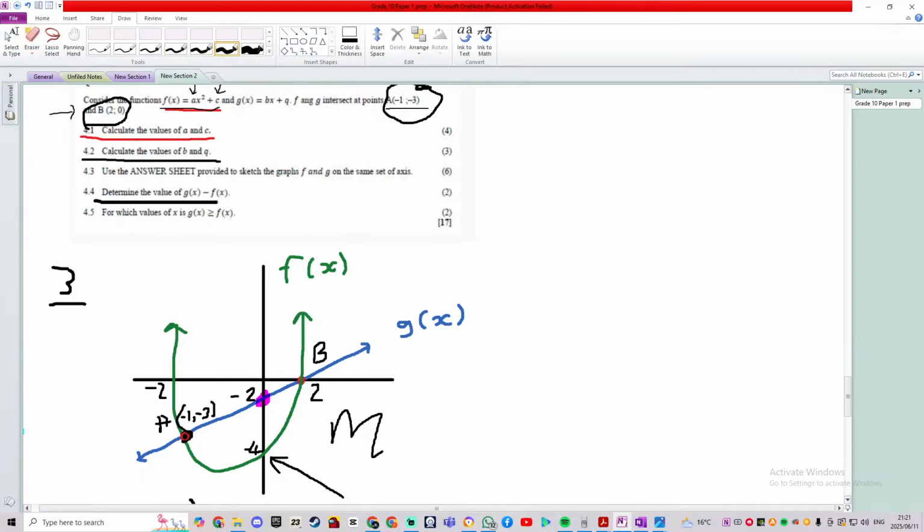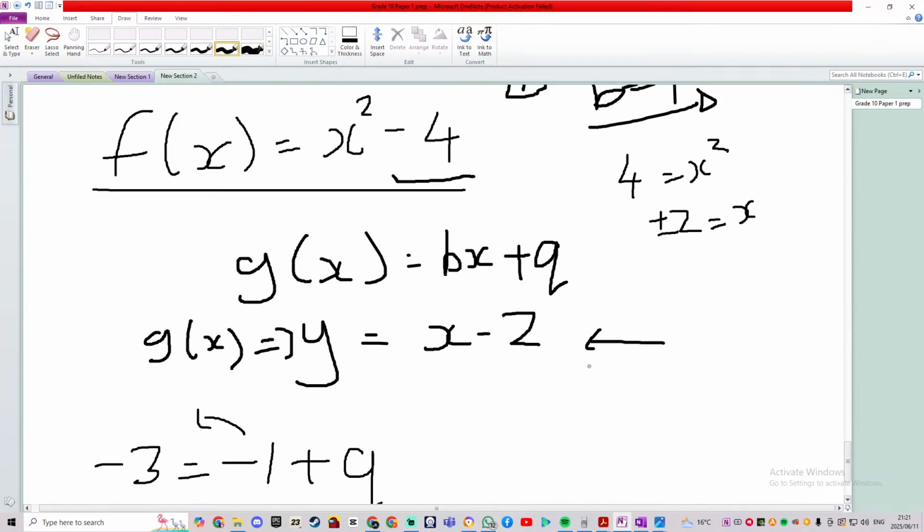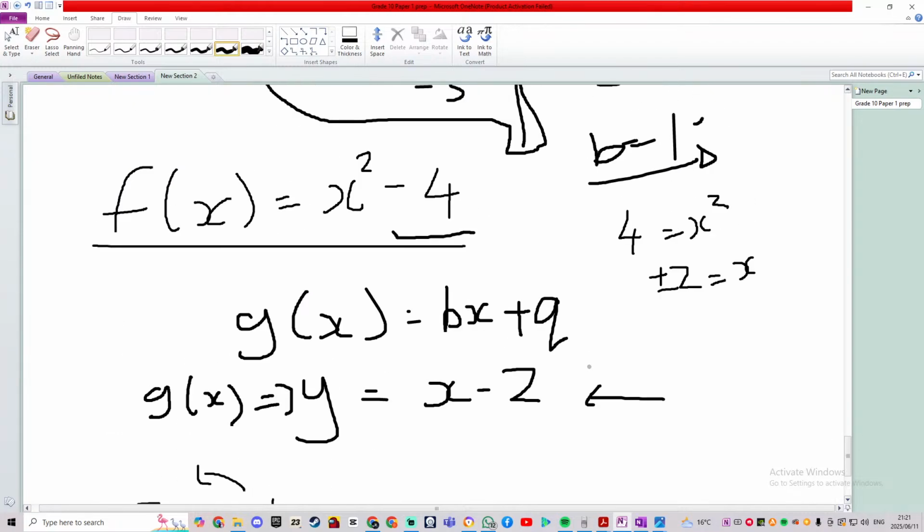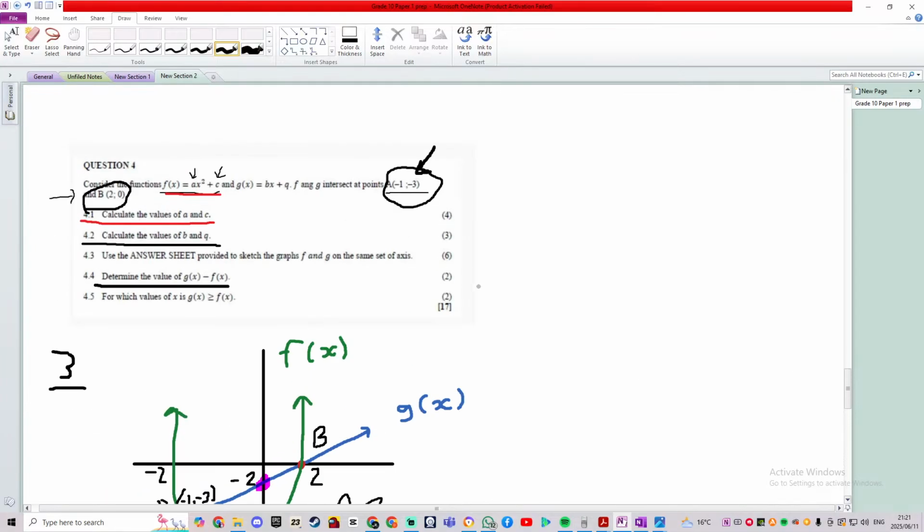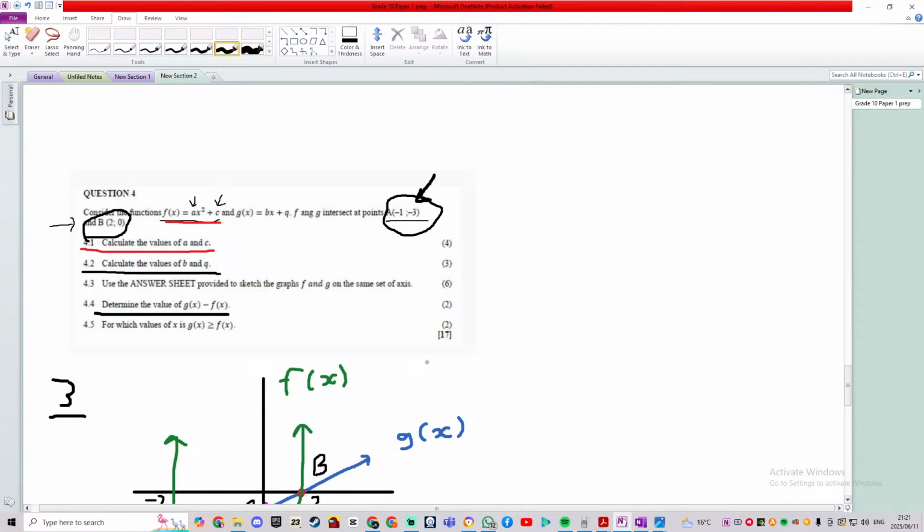So, firstly, determine the value of g of x minus f of x. I think you know what to do there. You have a suspicion on what to do. Simple. Determine the value of g of x minus f of x. Okay, I don't want to keep delaying and waiting for responses.